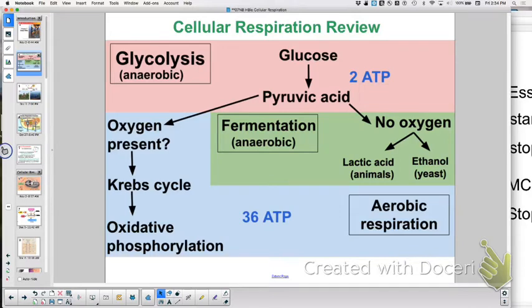Okay, who does glycolysis? All cells. Good. And then you have a choice. Remember when we get to pyruvic acid, it's either you have oxygen or you don't have oxygen, right? So if you have oxygen, you get to go down the aerobic pathway, and you're going to move into what organelle? Mitochondria. If you don't have any oxygen, then you're going to stay in the cytoplasm, and you will do fermentation.